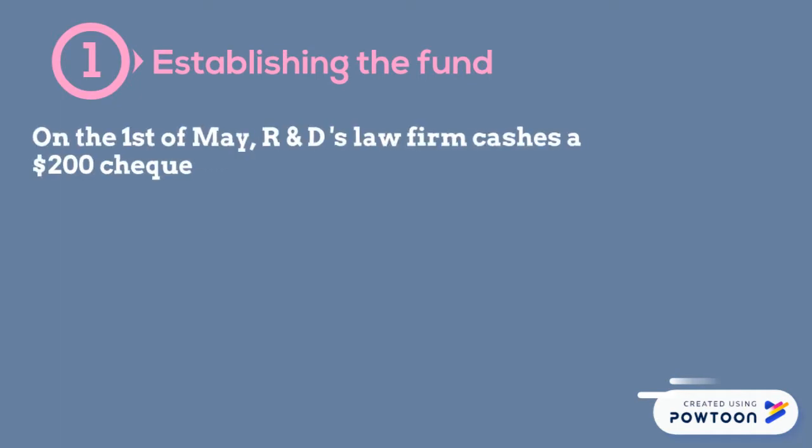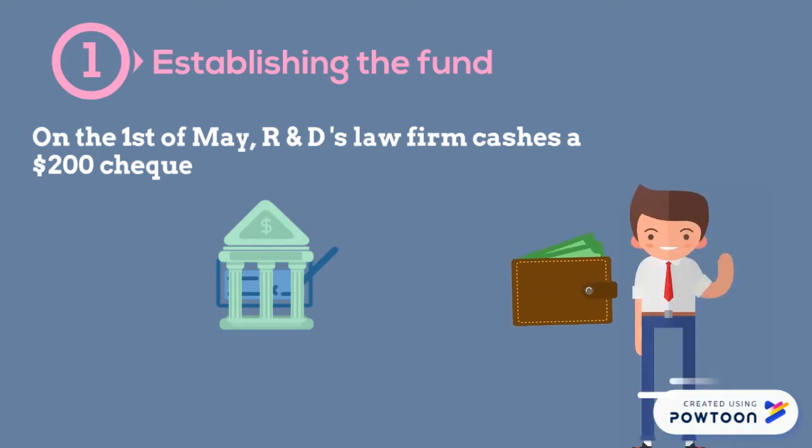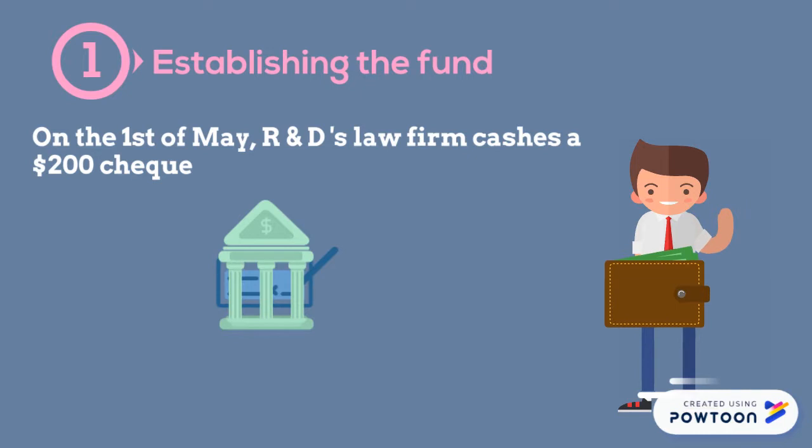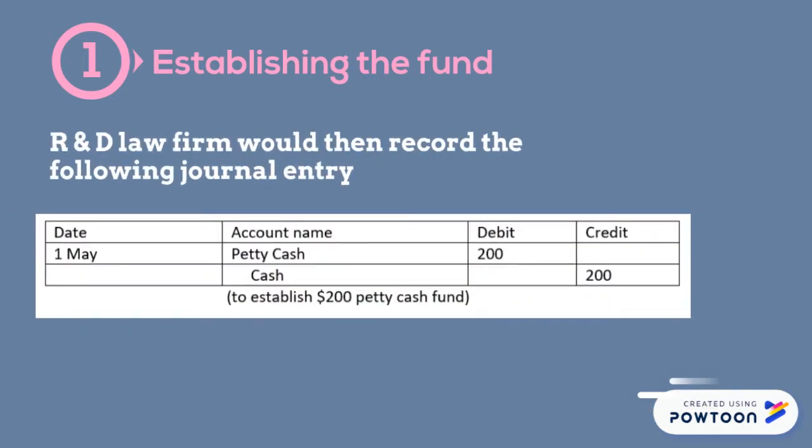For example, on the 1st of May, R&D law firm cashes a $200 check to establish a petty cash fund and gives the cash to the selected employee named Dan. R&D law firm would then record the following entry. The entry increases petty cash and decreases cash, leaving no change in total assets.